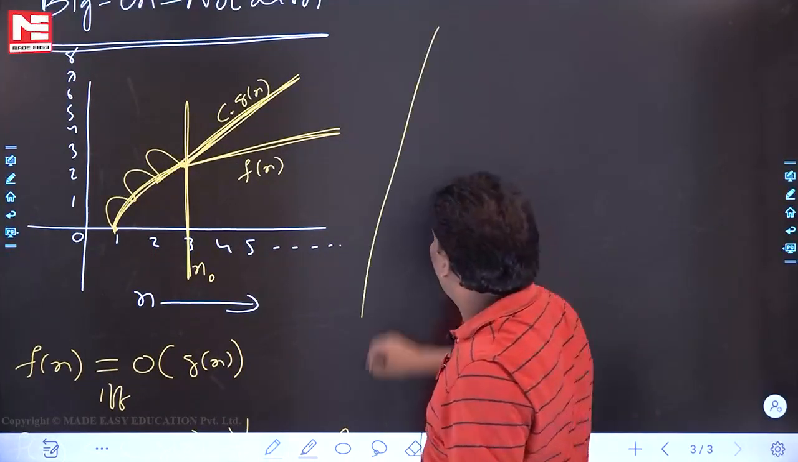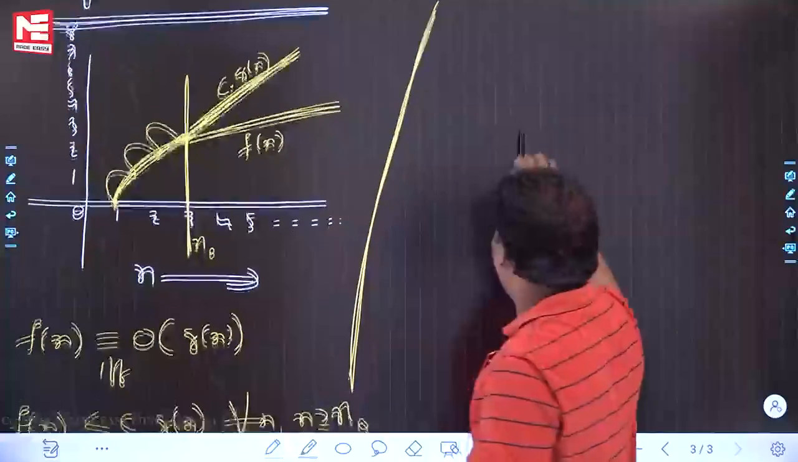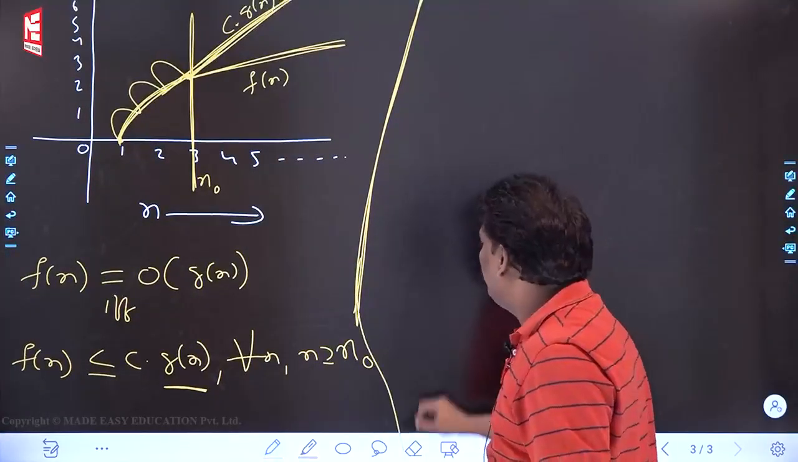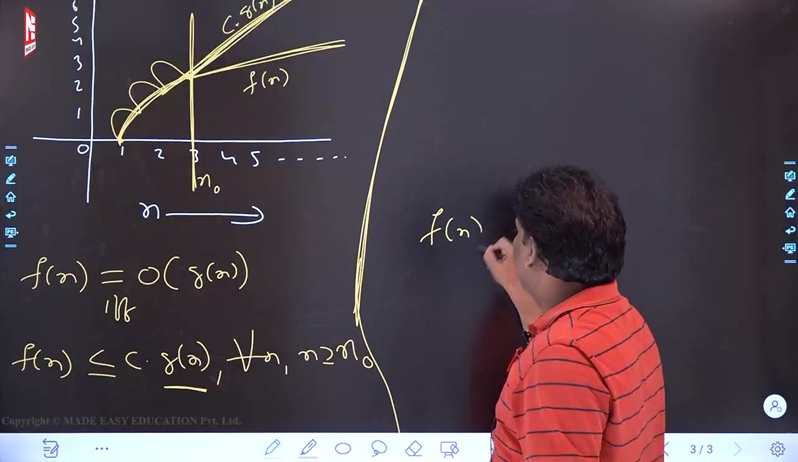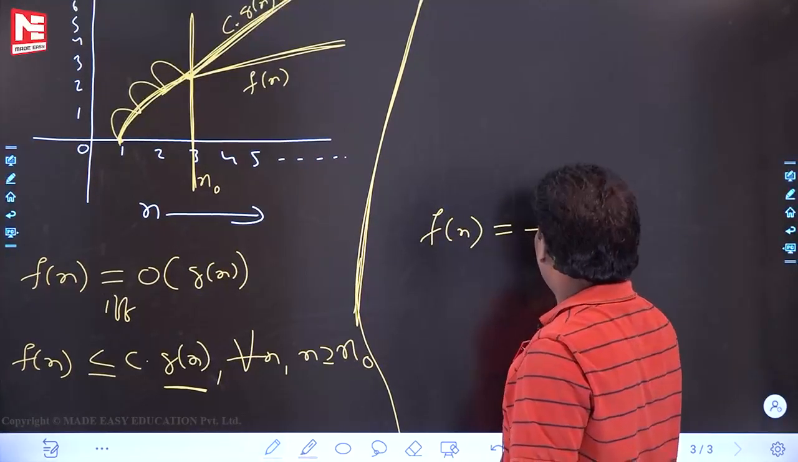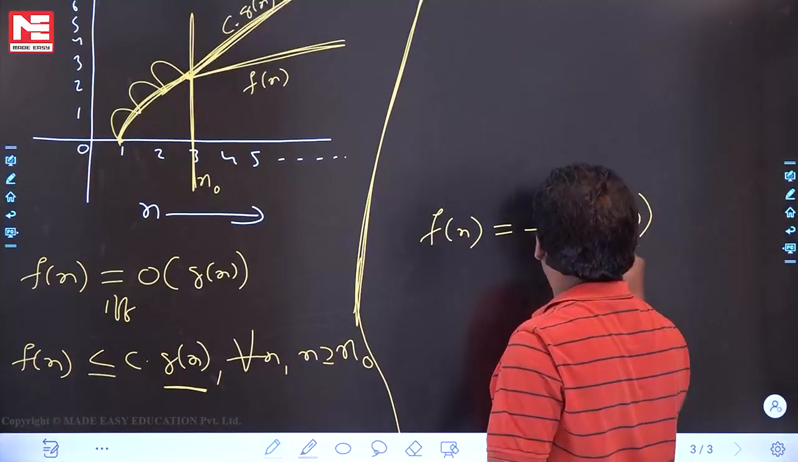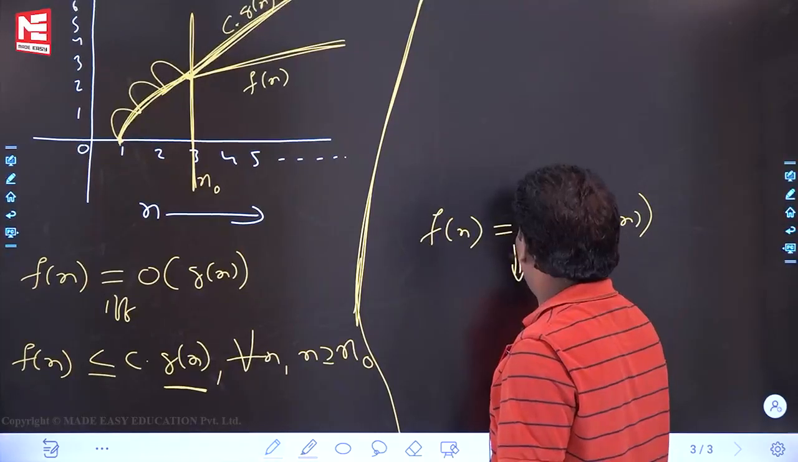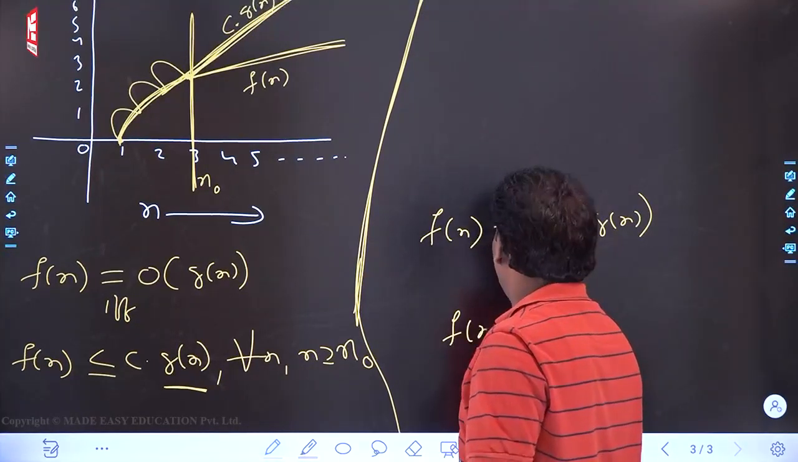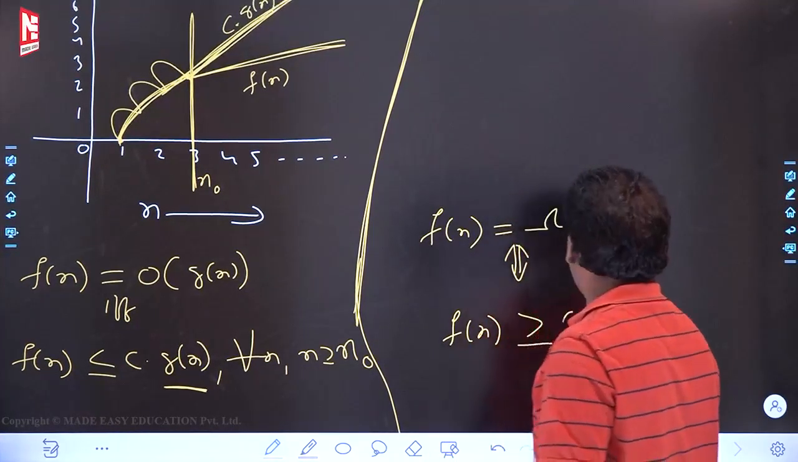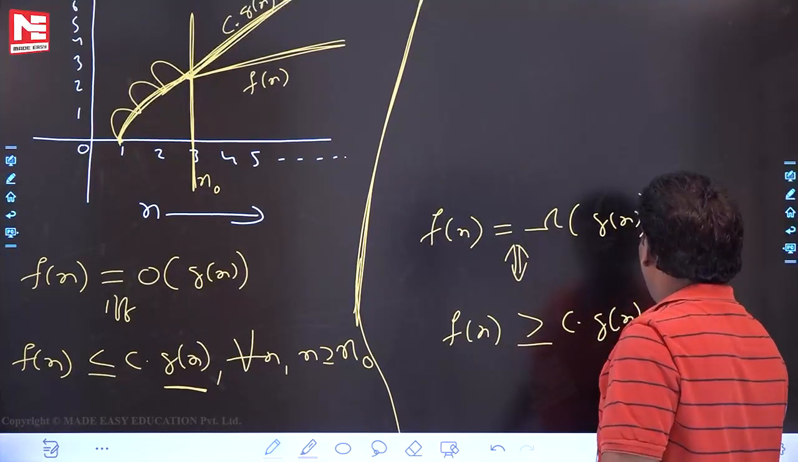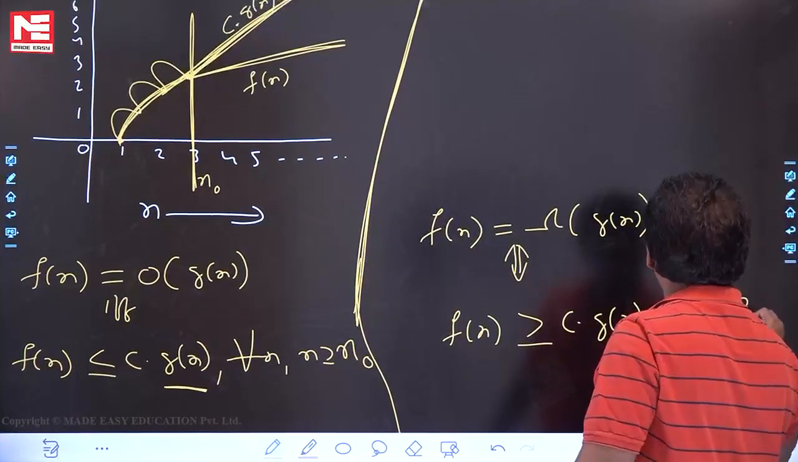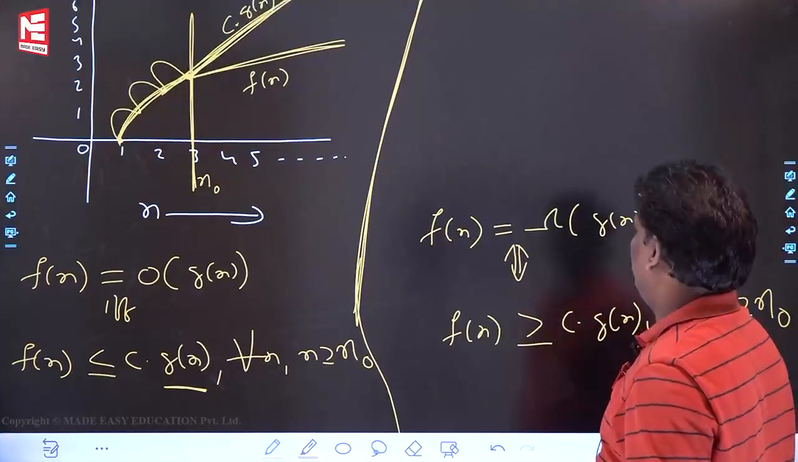Can you tell me the meaning of omega? Same story. Let me write omega now. Please see: f of n is omega of g of n if and only if f of n is greater than or equal to some c into g of n for all n where n is greater than or equal to n0.